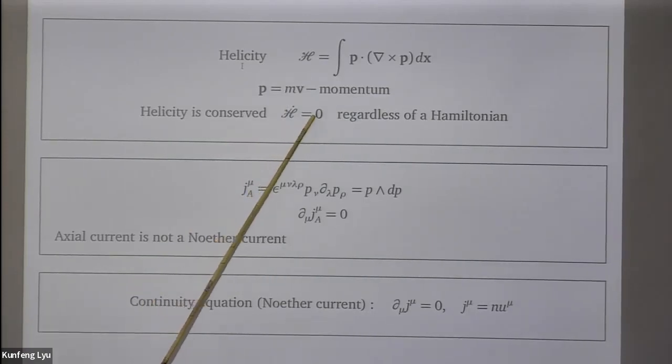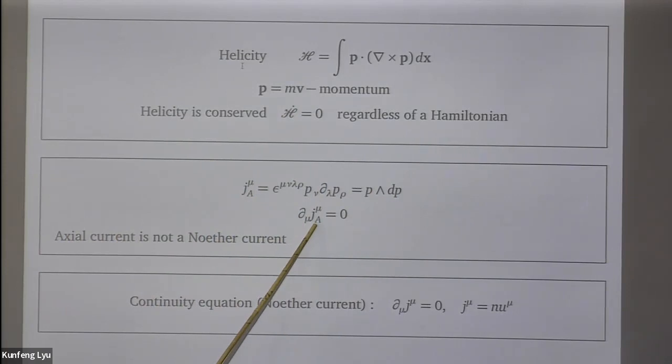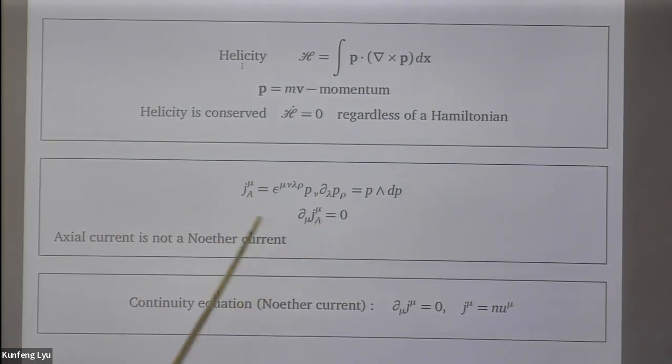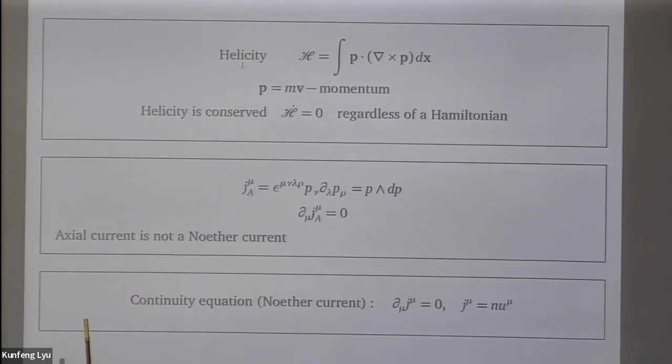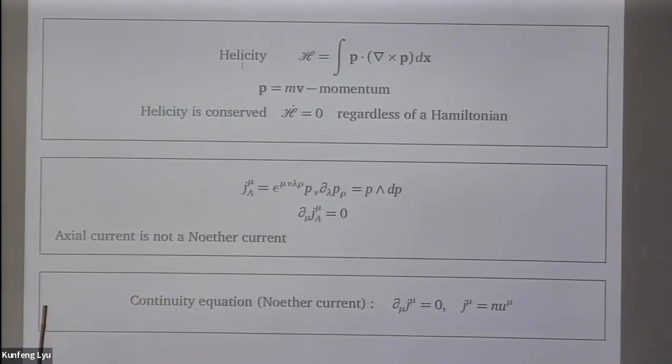And it happens regardless of the Hamiltonian. So it's not a story about dynamics, it's a story about, in the quantum case, I would say Hilbert space. In the classical case, I would say, what do we mean by fluids? Moreover, this conservation of this axial current, the helicity current, is not a Noether current, not related to any global symmetry, like conservation of mass.